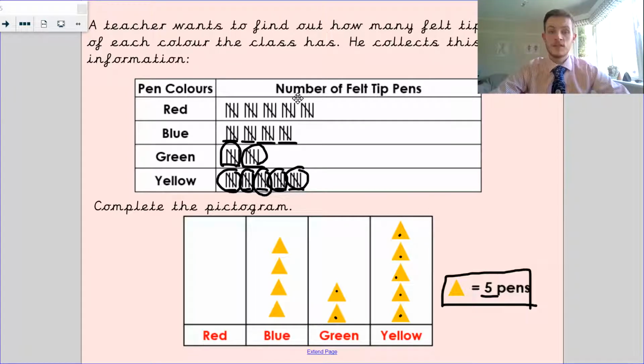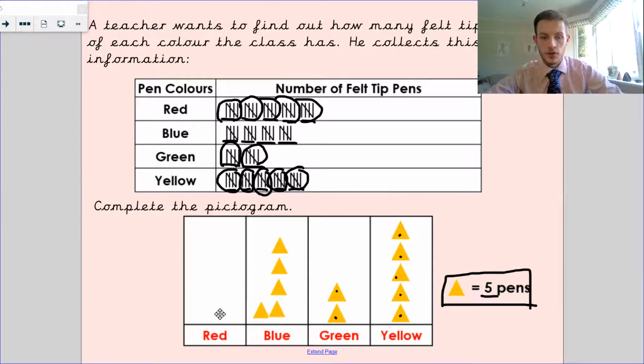5, 10, 15, 20. Now I've got red. Red is the biggest one. You've got 5, 10, 15, 20, 25. Now I'm not going to put 25 triangles because my triangles are worth 5. So how many 5s do I need to get my pictogram correct? Well, I need 1 group of 5, another group of 5, another, that's 3, another group of 5 is 4, and another group of 5, that's 5. 5 lots of 5. Well, I've got my triangle worth 5. I need 5 triangles, so I'm going to put them in now.